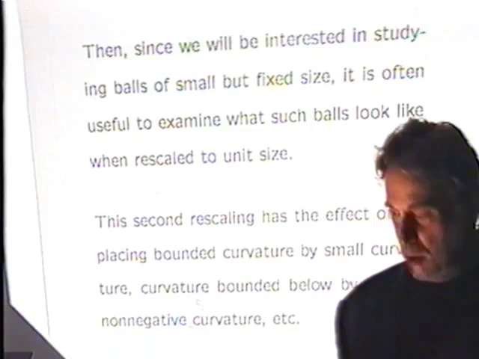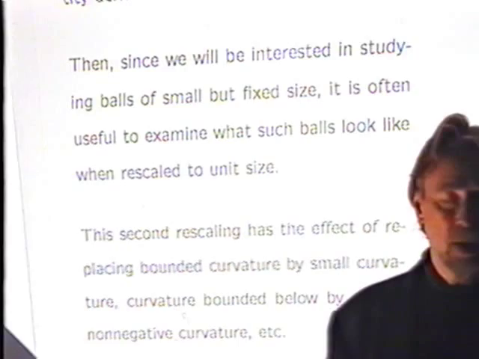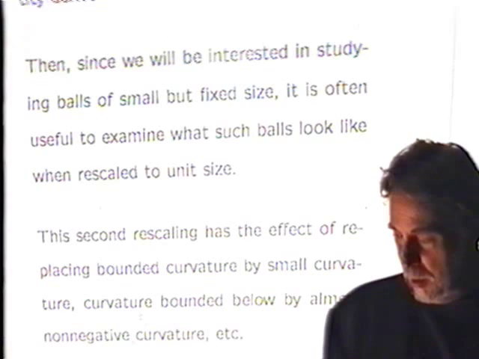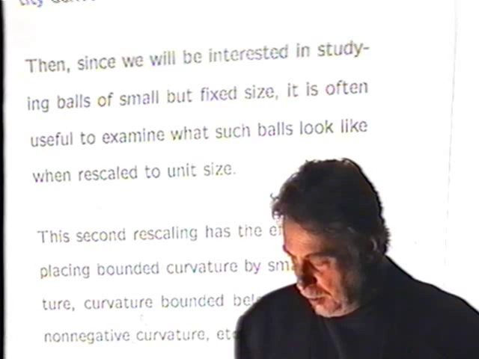But the curvature is a tensor, and there are other tensors associated to it. One of those is called the Ricci curvature, and in the next two lectures, it's really the Ricci tensor that we're going to assume has a definite bound.